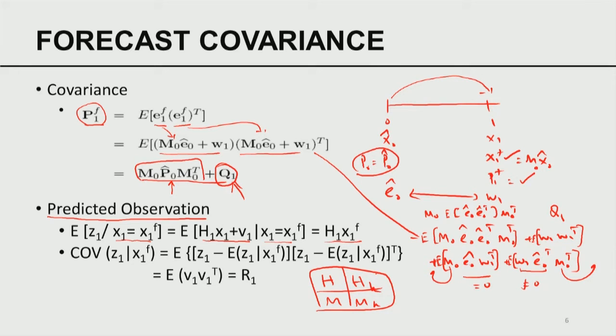So now let's look at this. This is the model predicted observation. Z1 is the actual observation. The difference is the error in the predicted value of the observation given the model state forecast. The product of the two is going to give you V1 times V1 transpose, which is equal to R1, as it should be. R1 is the observational error covariance. So that is a check on what we are trying to do.